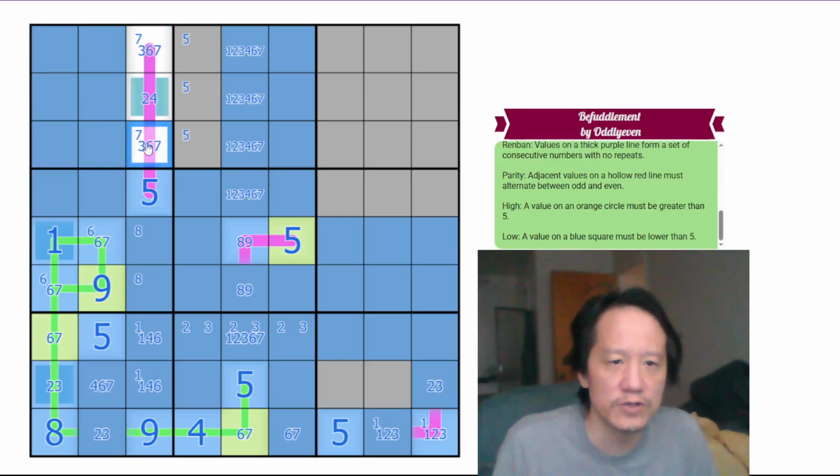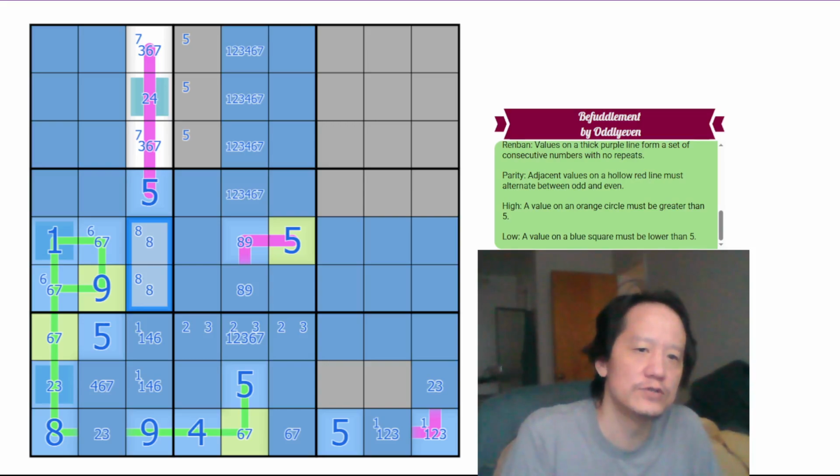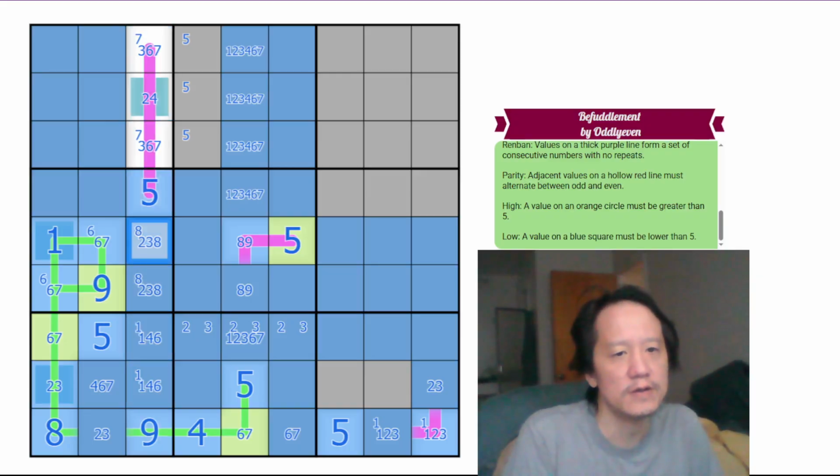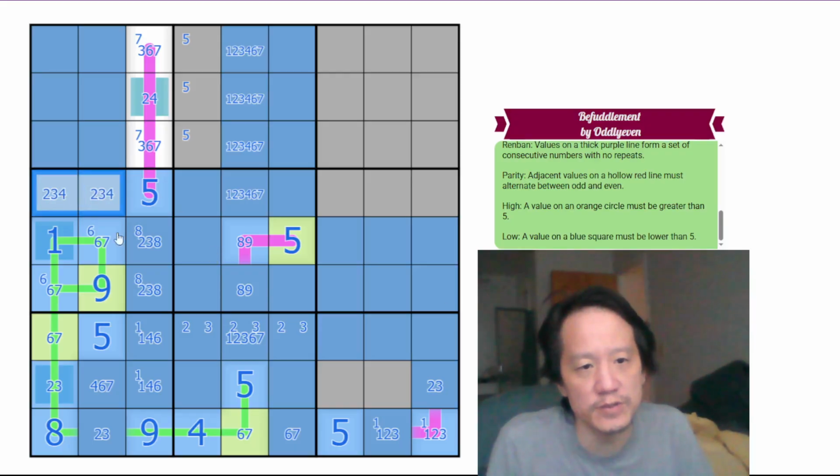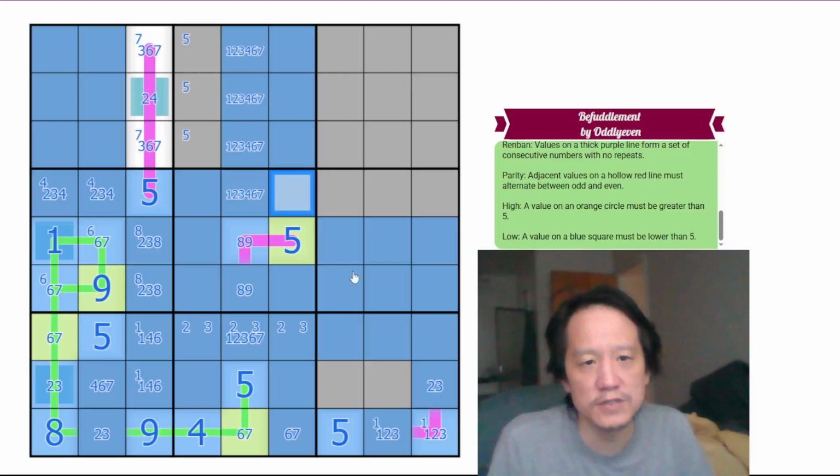So 7 has to be one of these two. 8 has to be here. This is 8 with 2 or 3, because 7 has to be one of these two. 4 and 6 have to be here, one of these digits, and this is 4, 6, and 1. So the only remaining digits now are 2 and 3 here. Remaining digits in box 4 have to be 2, 3, and 4. And 4 is guaranteed to be one of these two. So this cannot be 4 here.